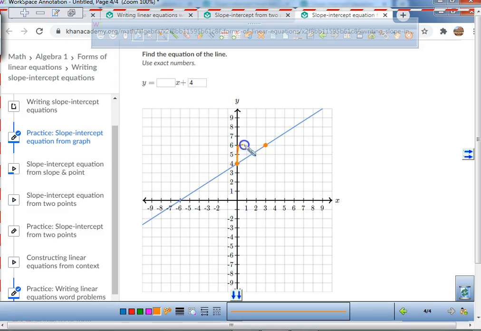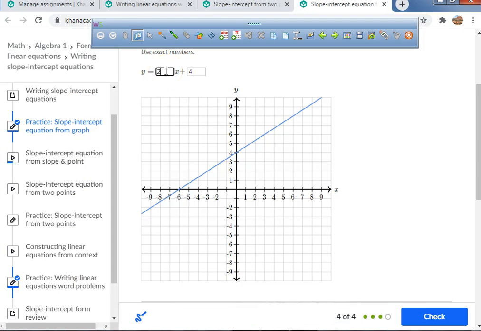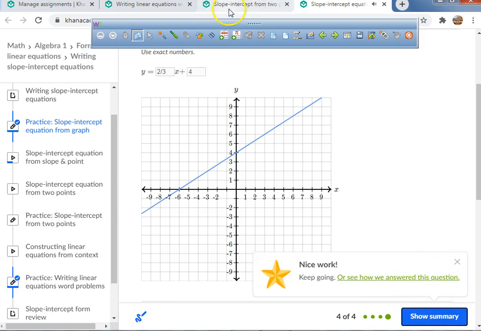How much does that go up, and how much does that go over? So that's a 2/3 slope, because the rise is 2 and the run is 3. Remember, you always put the rise over the run. All right? Am I just typing this in, or am I proving myself before I type it in? Yeah, I'm proving myself. I'm not just typing numbers in. I'm writing them down. I'm proving to myself that this is the right answer. That's what I want you to do.